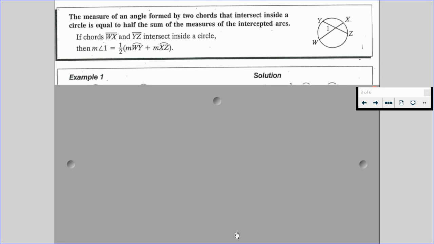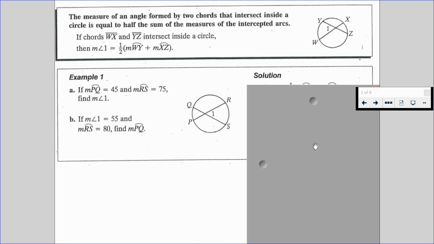So in example number one, we are given that the measure of arc PQ is equal to 45 and the measure of arc RS is equal to 75, and we want to find the measure of angle 1. Then, if the measure of angle 1 is equal to 55 and the measure of arc RS is equal to 80, we want to find the measure of arc PQ. So for number 1, the measure of angle 1 is going to be half the sum of the measure of arc RS plus the measure of arc PQ. We know the measure of arc RS is 75 and the measure of arc PQ is 45. So half of that sum gives us 60.